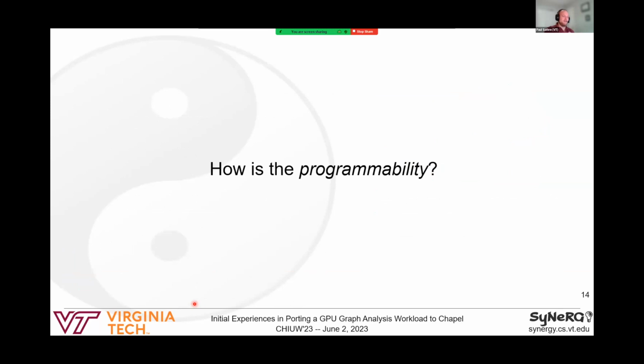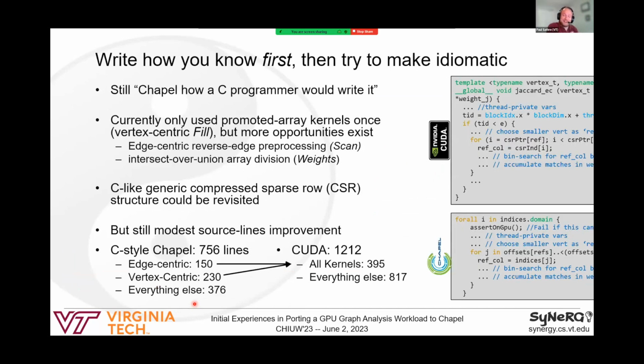So with that code ported, we reflected on how programmable we found the experience. Our goal was first to get it running on the GPU and make sure the performance was okay, and then start working backwards towards making it more Chapel idiomatic, or I think the term Brad uses sometimes is Chapel-tastic. But right now, it's definitely still Chapel how a C programmer would write it, and we know that. So we're only using array promotion in one spot, but we have identified some spots to take better advantage of that. So that should help our line counts in the future.